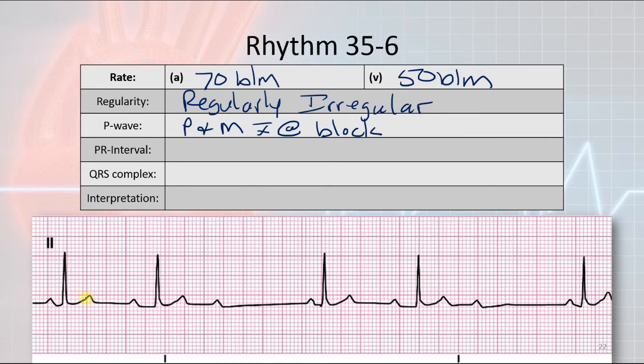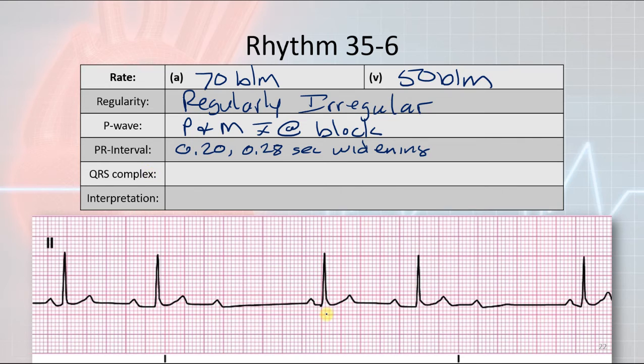The PR interval is going to be kind of a pain here. So we look over here, and this PR interval looks to be about, let me see, 1, 2, 3, 4, 5. So it's 0.20. This one here, that looks like 3. That's 7. So it looks to be 0.20 to 0.28 seconds, widening. And then it drops.